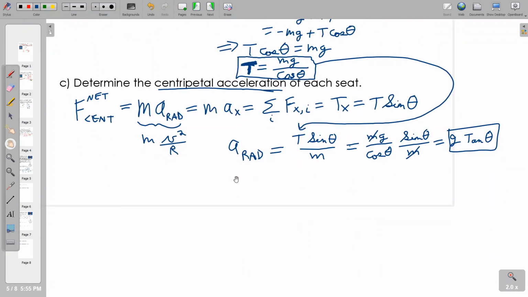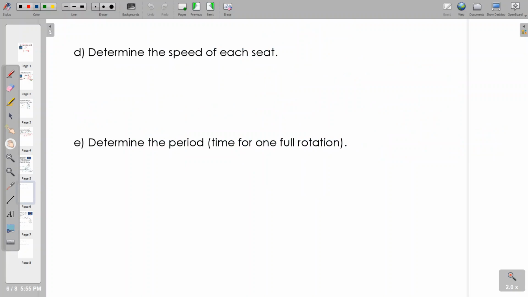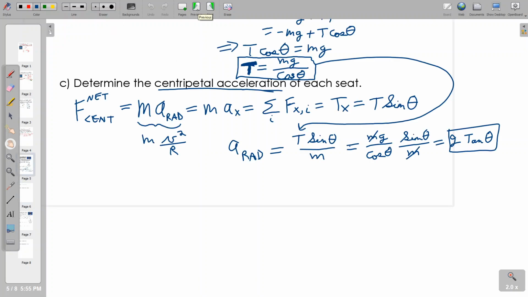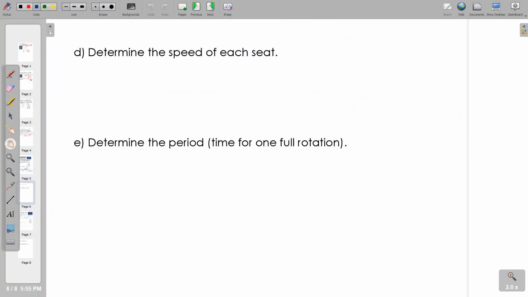Great. Now, let's go on to parts D and E. Part D asks to determine the speed of each seat. So previously, we had that the radial acceleration was g tangent theta. I can set g tangent theta equal to v squared over r and solve for v. Well, I'm sorry, I don't need that m. So this was the radial acceleration here, and we know that the radial acceleration is v squared over r. And we're going to determine the speed of each seat.